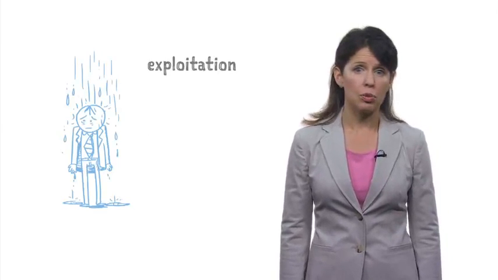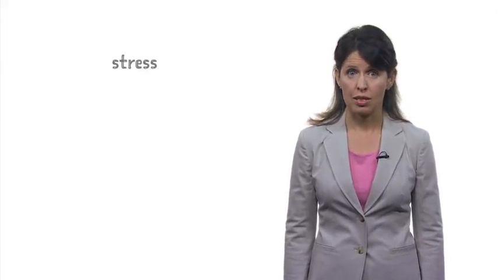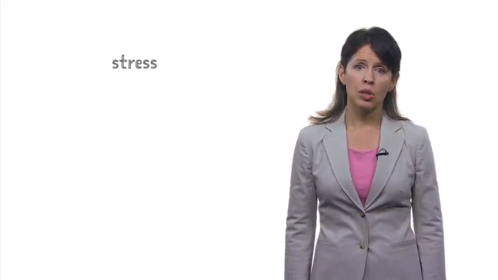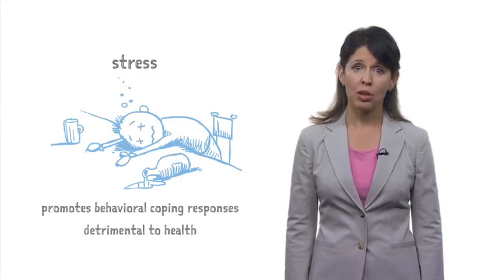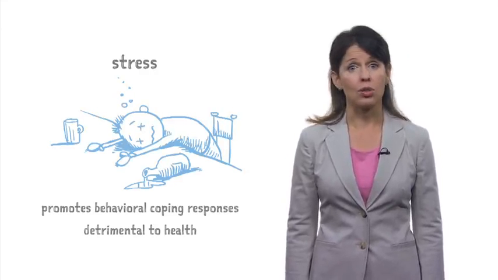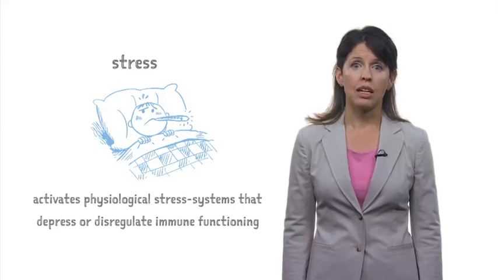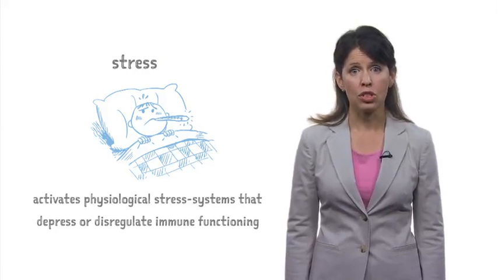Social networks may provide positive emotional support. Unfortunately, they can also provide negative experiences, such as exploitation, isolation, loneliness, and conflict. The main mechanism behind negative experiences and poor immune functioning is stress. Stress impacts immunity by promoting behavioral coping responses detrimental to health, such as smoking, drinking alcohol, or losing sleep, or by activating physiological stress symptoms that depress or dysregulate immune functioning.